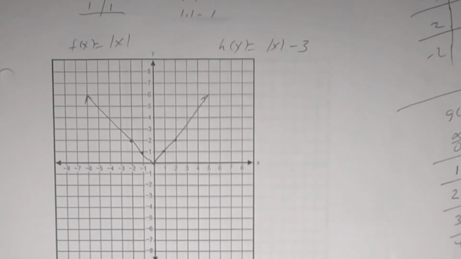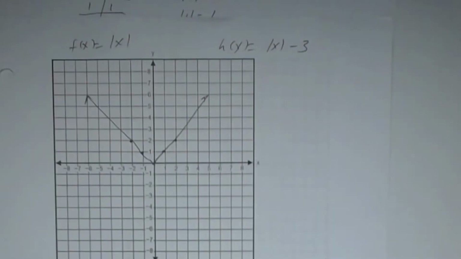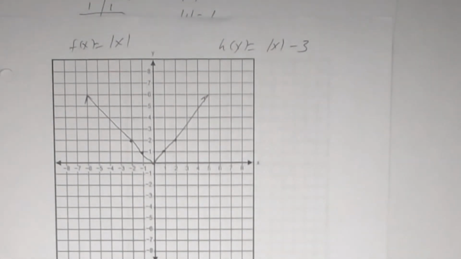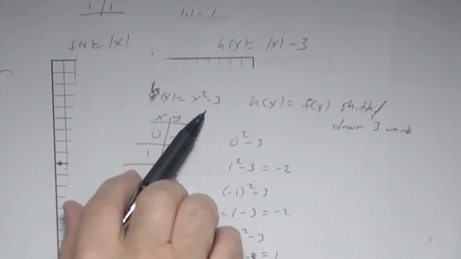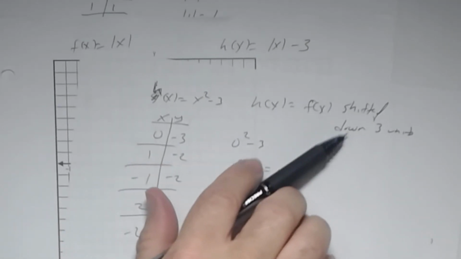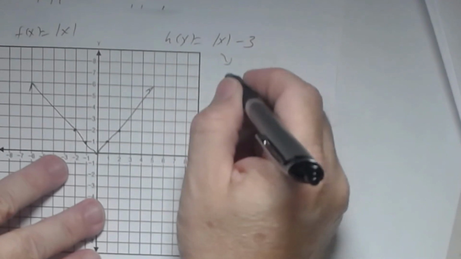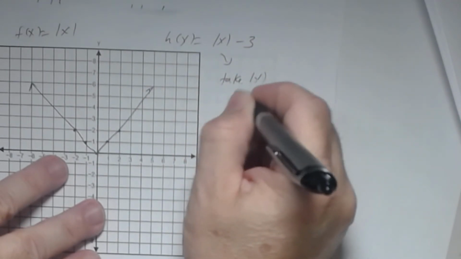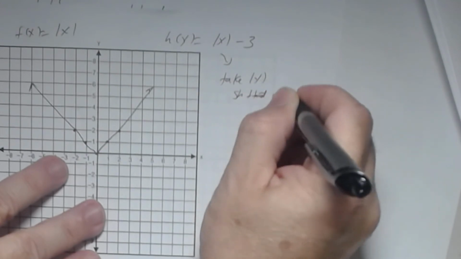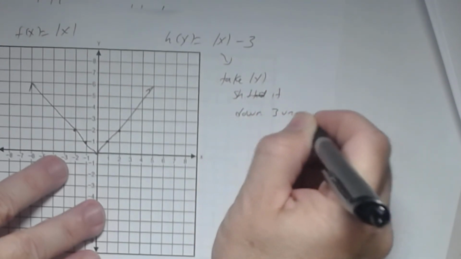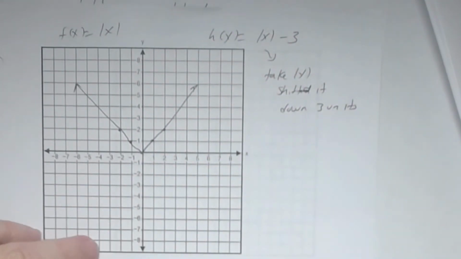So if it's on the outside, just like with what we did with x squared, everything drops 3 spots. See x squared minus 3? If it's on the outside, it's a vertical shift. So you're going to take the absolute value of x and shift it down 3 units. That's what you're doing. So do you need a t-table? No. Don't use a t-table. Just know about shifting because you're going to be needing that anyway next semester, the idea of shifting.